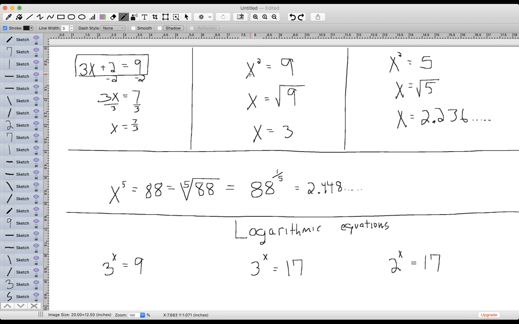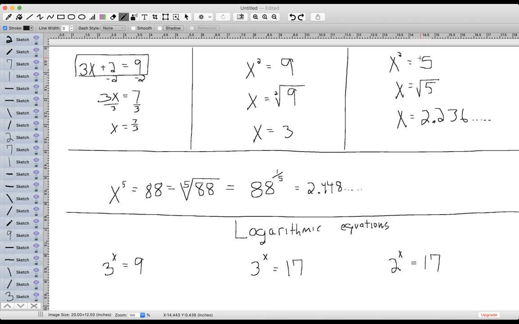Now here we have x squared equals 9. Well, how do we undo a square? Well, we do its inverse operation. There's actually a 2 right here. We just don't write it. x equals the square root of 9. And we know what that answer is. That's 3. But what if we had x squared equals 5?